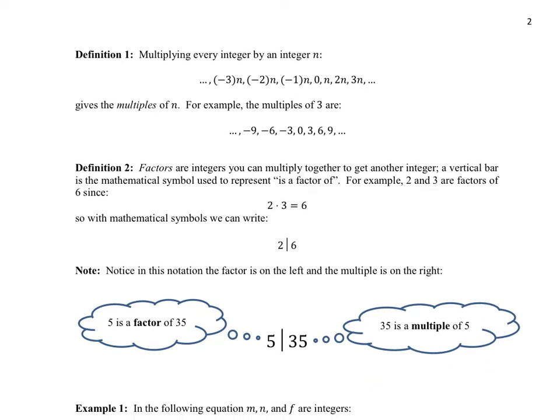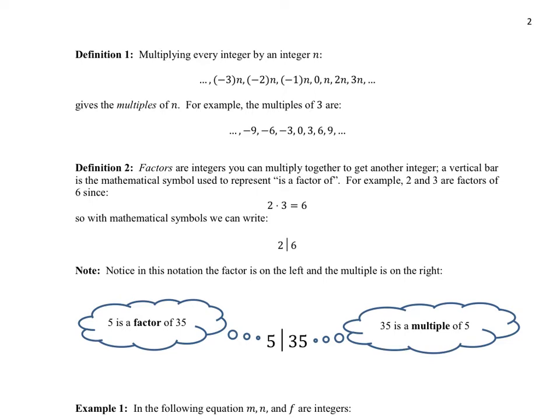Okay, so multiplying every integer by an integer n gives us the multiples of n. So you can multiply by 0 to get 0. 1 times n is n, 2, 3. You can also multiply by the negative numbers as well. So for example, all the multiples of 3 are given there.